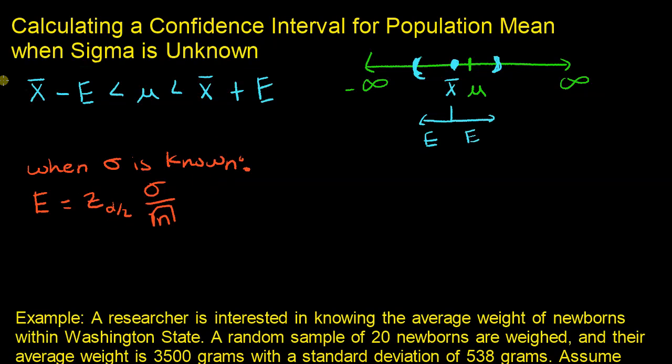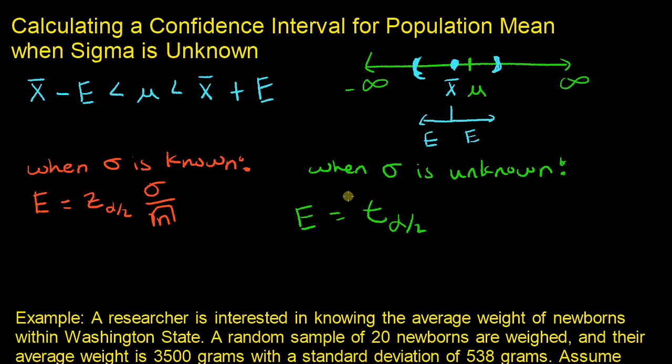Now we're changing up the situation, and we're going to say when sigma is unknown. When sigma is unknown, you can't use this formula because you don't know sigma. So you're going to have to use a different formula, one coming from the t distribution. Instead of the z distribution, we're going to be using t critical values. And instead of having sigma here, we'll have s, the sample standard deviation, over the square root of n.